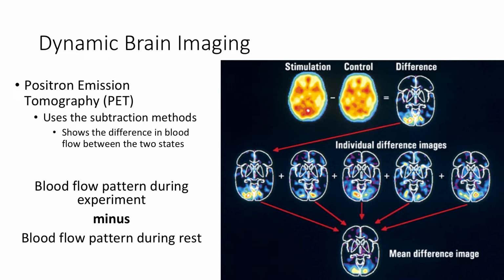One thing I did want to note before moving on to the next one is that positron emission tomography, or PET, uses a subtraction method. So it shows a difference in blood flow between two states. You have the blood flow pattern during an experiment minus the blood flow pattern during rest. And then you can see how much higher the blood flow pattern is during the experiment.